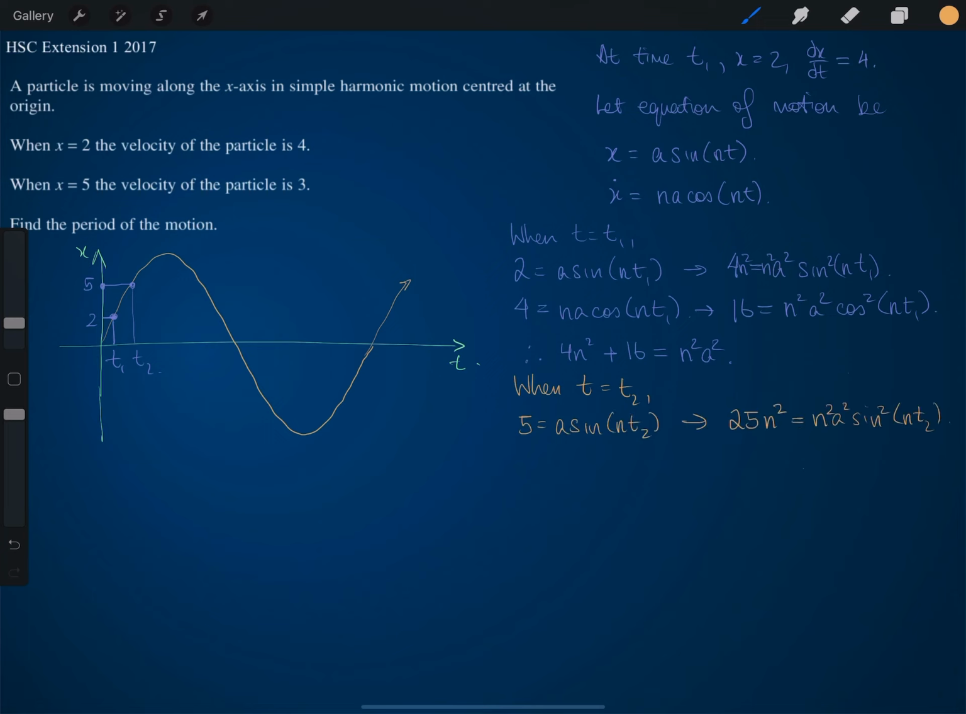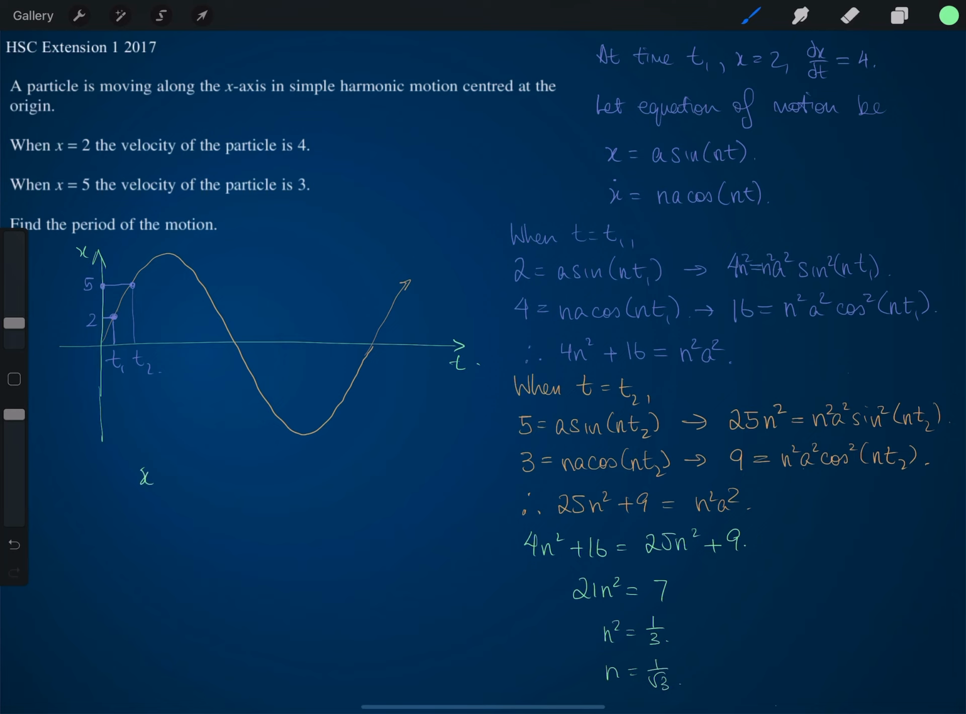And now we can do the same for the information we got for time t2. And so here we end up with 25n squared plus 9 is n squared a squared. So now we have two expressions that are both equal to n squared a squared. So clearly they're also equal to each other. So let's put them together and tidy it up, and we'll end up with n squared equals 1/3. And so n equals 1 on root 3.